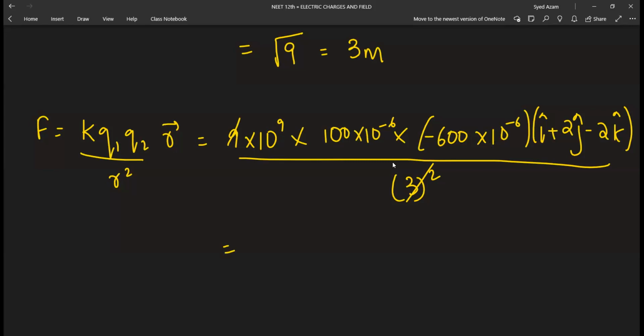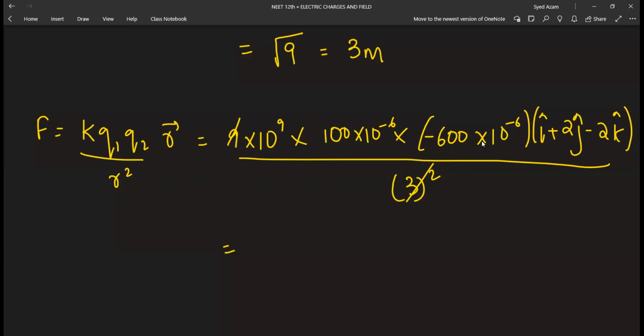100 into minus 600 into 10 power minus 3. Now we can solve that. Minus 6 will become minus 12. And 9 minus 12 is minus 3. And you will be left with this term also, right? For this you will put its magnitude ultimately. But your answer will be in this vector form. If the question says answer it in vector form, then this value which you are getting.